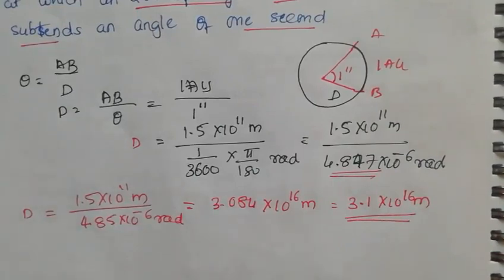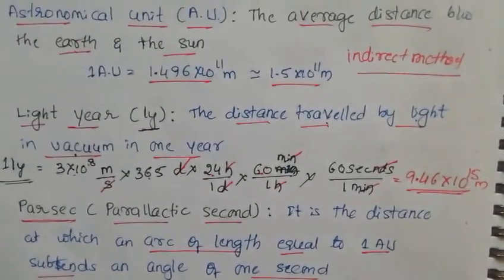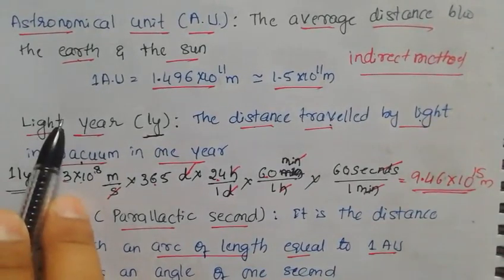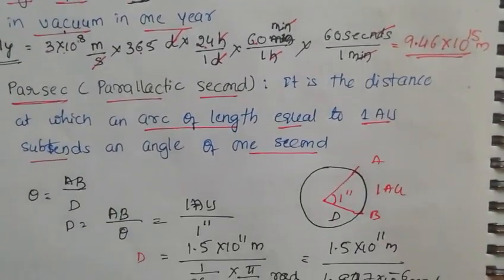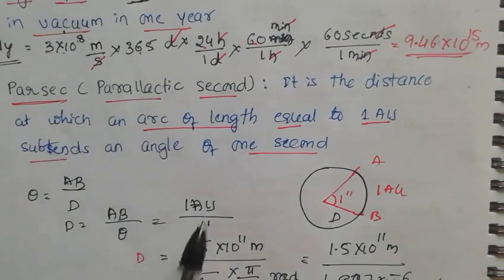One is astronomical unit. What is astronomical unit? It is the average distance between the sun and the earth. Light year is the distance traveled by light in 1 year in a vacuum. Next, 1 parsec is the angle made by one astronomical unit at 1 second, or you can say a ratio of 1 AU by 1 second.